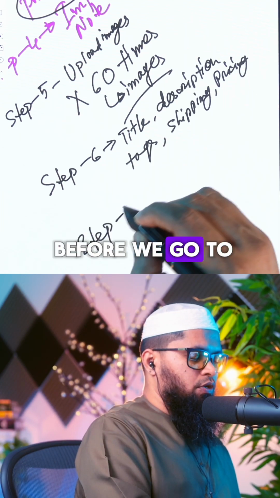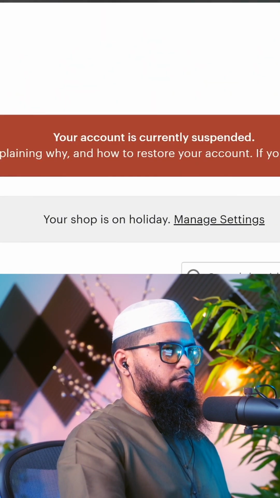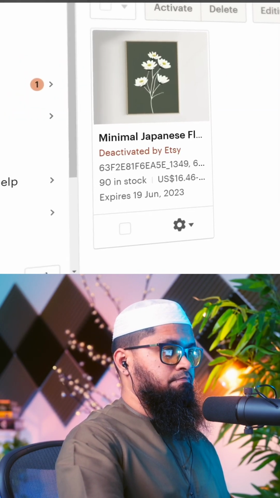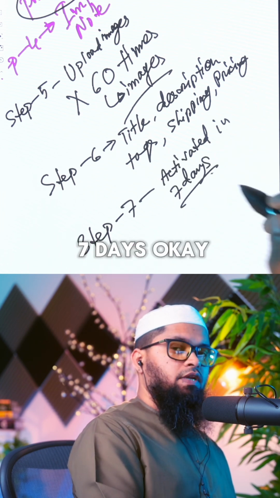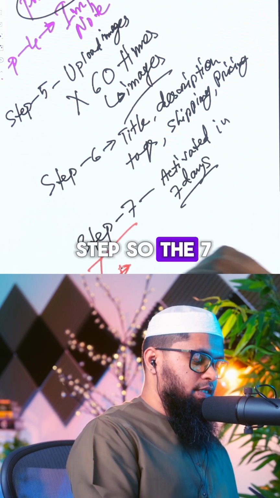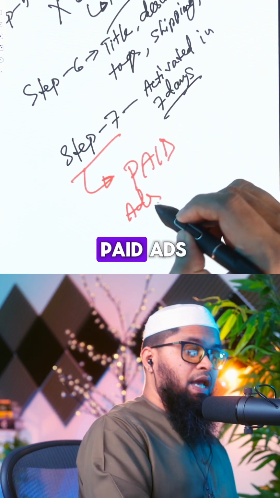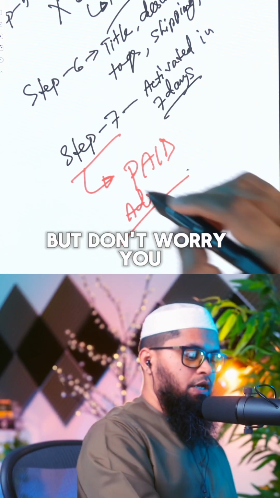But before we go to step number 7, this happened. I'm already in trouble. My account got suspended. Is Etsy cracking down on AI art? I did some digging, and apparently random suspensions happen all the time. But good news, he appealed and got it back in just 7 days. Okay, that was not the step. So the 7th step is he ran paid ads. But don't worry, you don't have to.